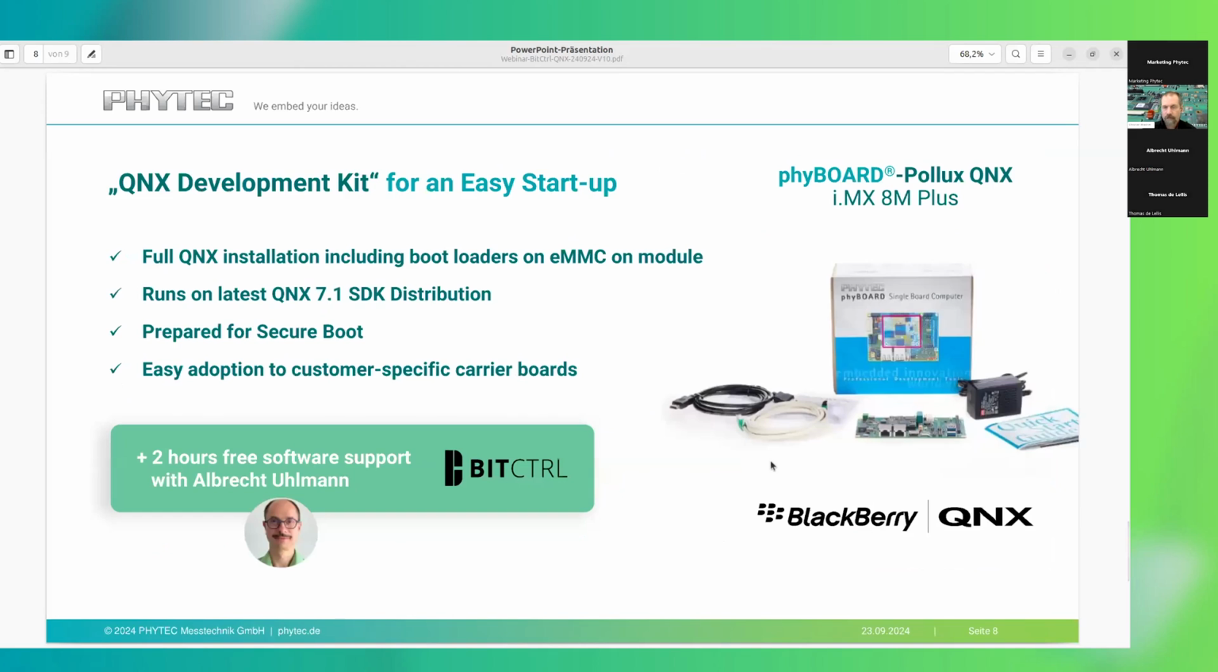For today, we prepared a special QNX 8M Plus kit. So we have a combination for you if you're interested in, which is a full QNX installation running on our certified hardware. So you will get all the information afterwards on how to get this kit, how to try QNX on one of Phytec's boards.